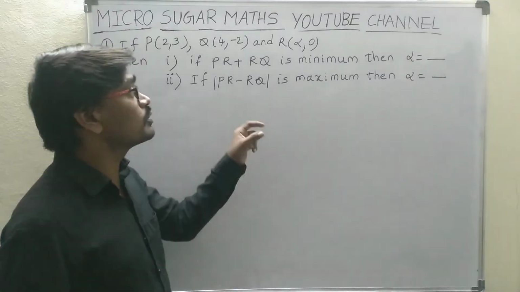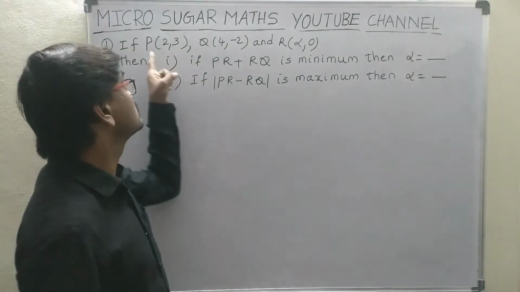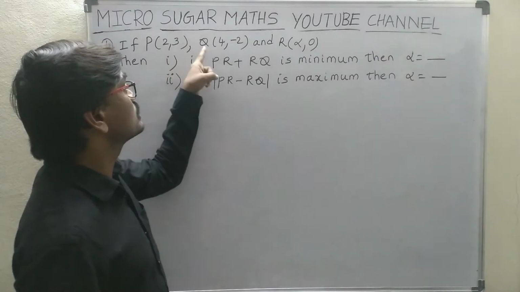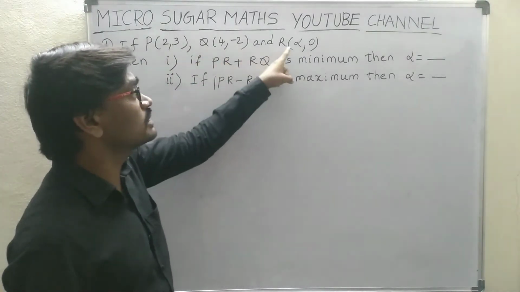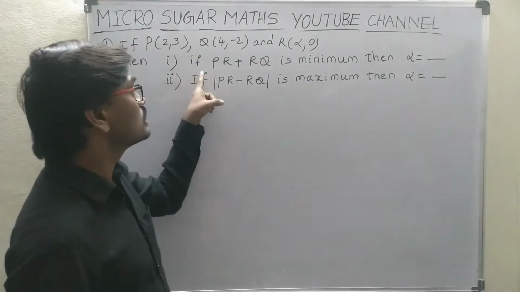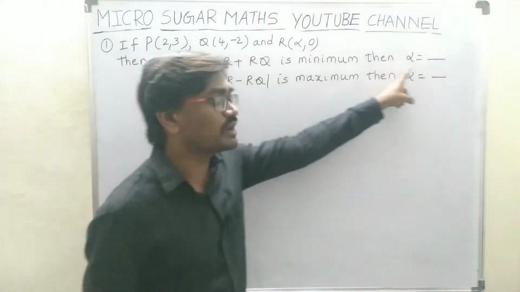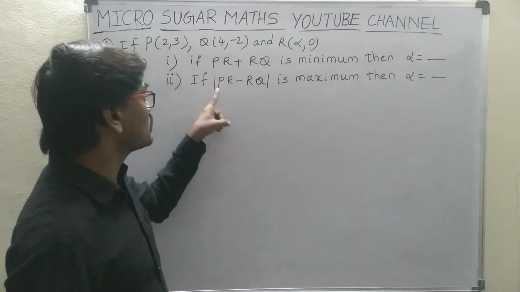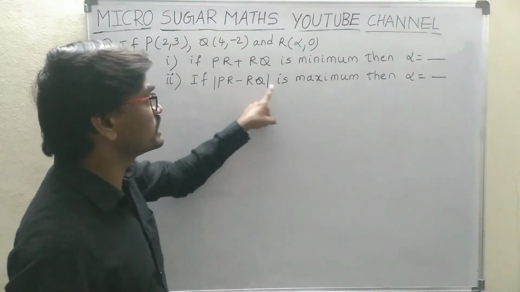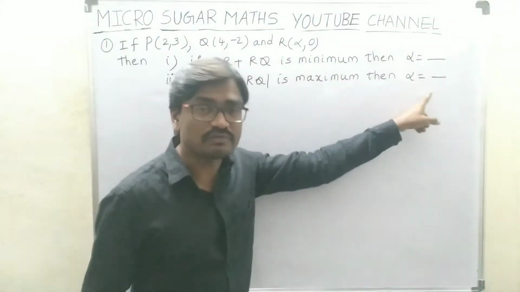Our first rainbow problem on coordinate geometry is: if P is (2, 3), Q is (4, -2) and R is (alpha, 0), then if PR plus QR is minimum, what is the alpha value? If modulus of PR minus QR is maximum, then what is the alpha value?